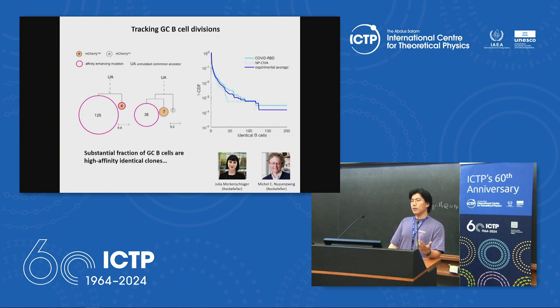And on top of that, if you do a similar histogram, in this case the cumulative distribution function, you do recover this very long tail behavior that you would expect with decreased mutation rate for these highly proliferating B cells. And finally, I don't know how I'm doing on time, but they also came up with a pretty interesting mechanism.